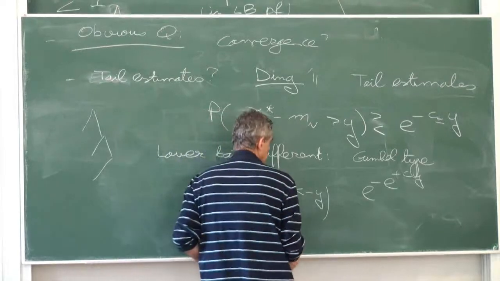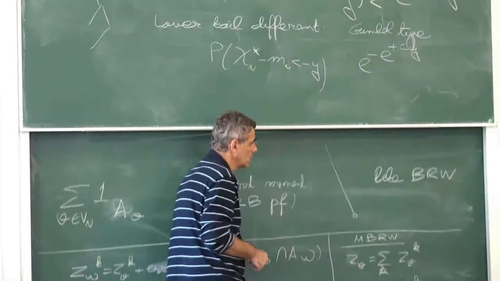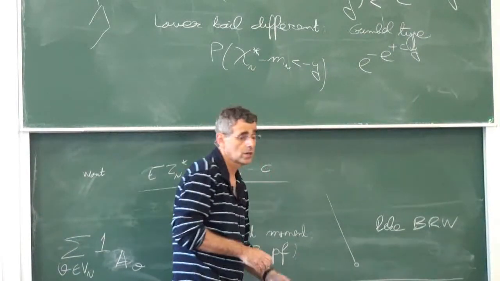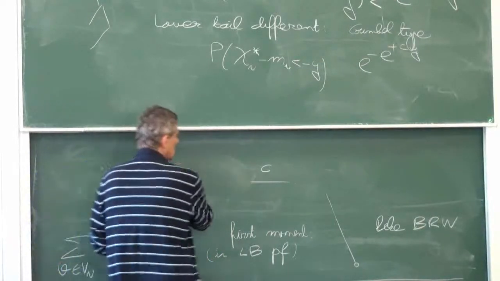The second thing I told you that was done for branching random walk is the genealogy of the collection of maxima.